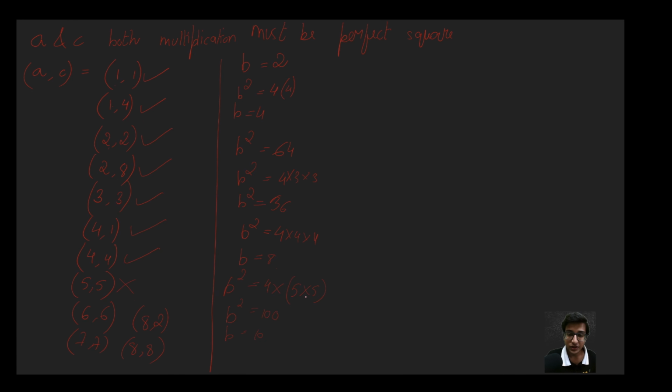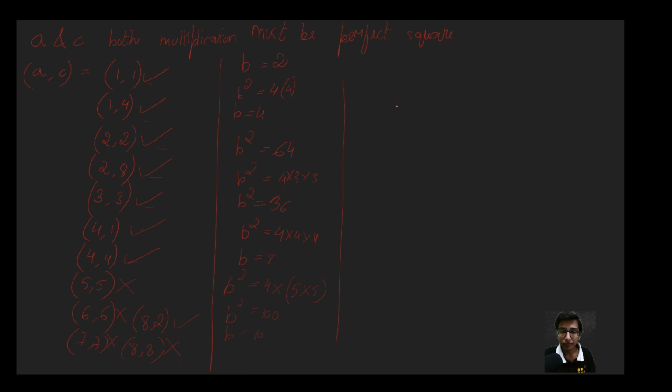rejected. Again for 6 comma 6, if we take 6 6s are 36, 36 4s are, it's going to be more than 64, so 6 comma 6 is also rejected. 7 comma 7 also gets rejected. 8 comma 2, since 2 comma 8 was taken, so 8 comma 2 will also satisfy. 8 comma 8 will again be rejected. So from here how many values are we getting? 1 2 3 4 5 6 7 8.